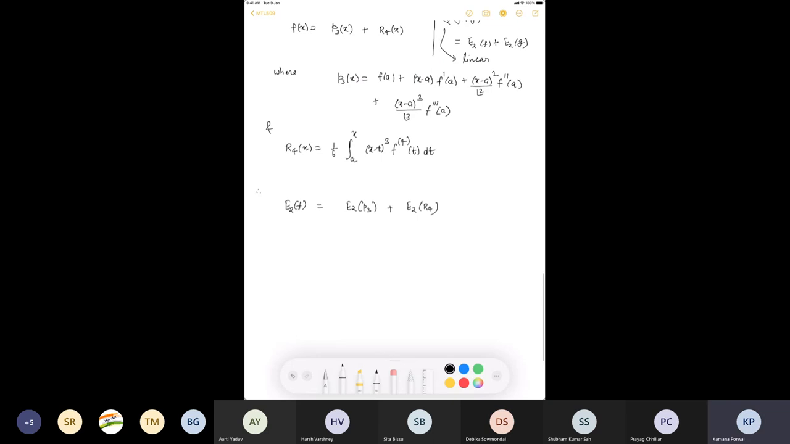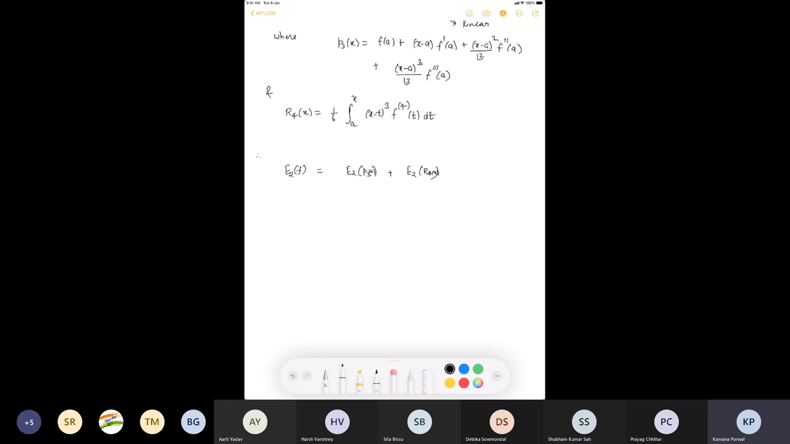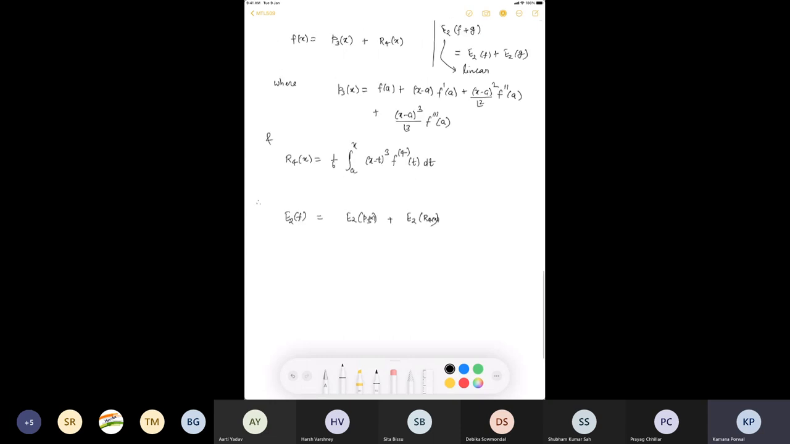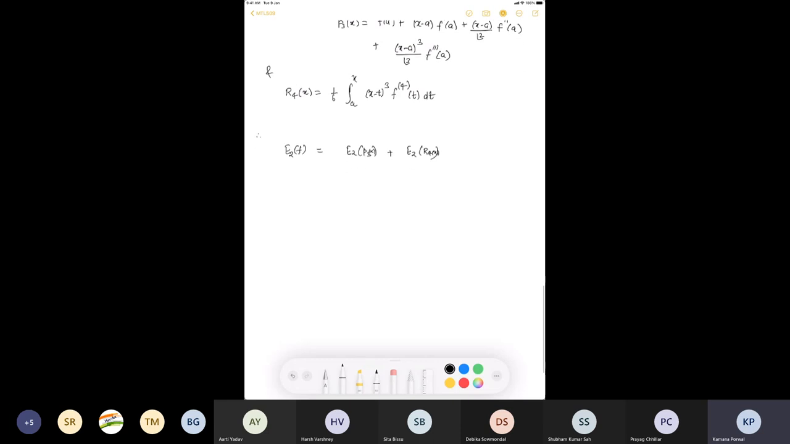I'm just avoiding writing the function of X every time because it will make the writing more cumbersome. It's understood that everything is a function of x here. F is a function of x, P3 is a function of x, R4 is a function of x, okay? But I'm just avoiding writing it every time.